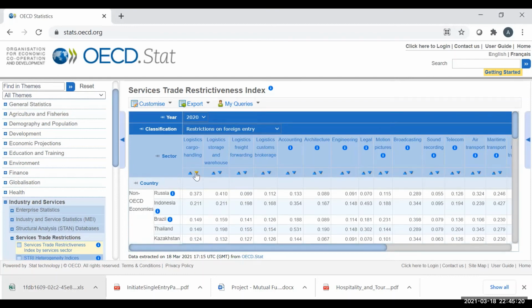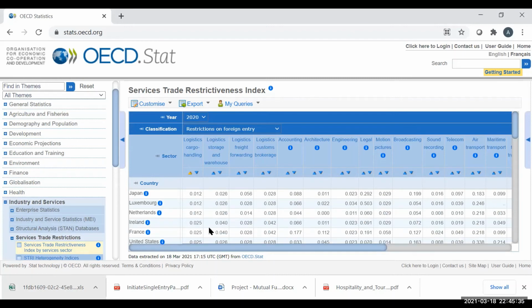As you can see in this table, Russia is having the highest value of 0.373, whereas Japan, Luxembourg, Netherlands are having value of 0.012 for logistic cargo handling. Similarly, you can check the index value for various parameters for all the 22 services sector which have been covered in this index.